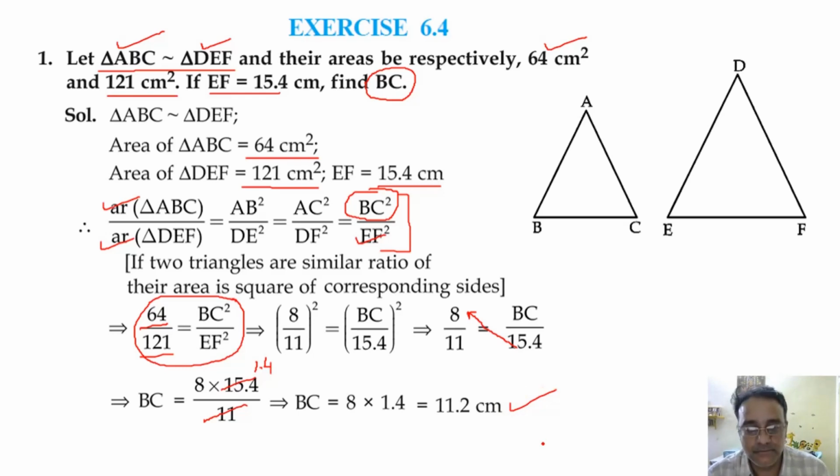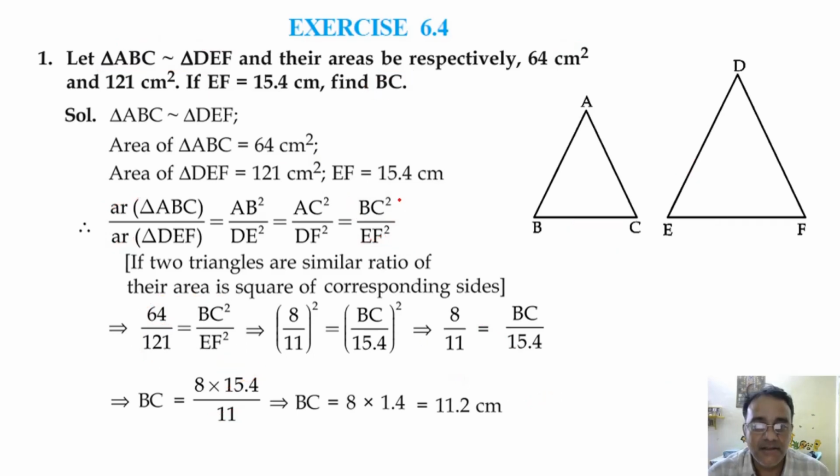सर, EF इक्वल टू BC है सर, तो BC का वैल्यू 15.4 क्यों नहीं हुआ सर? What? Repeat once again. EF इक्वल टू BC. Where it is given? EF is equal to BC, it is not given. These two triangles are not congruent. Congruent होगा तब ये दोनों इक्वल होगा. ओके सर. Okay, ये similar है. Their ratios are equal, they are not equal.